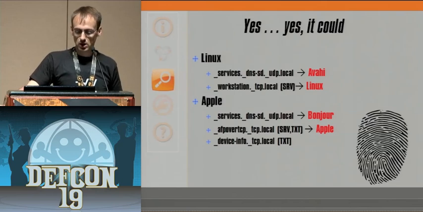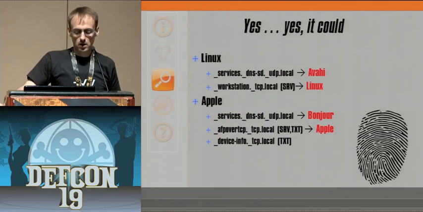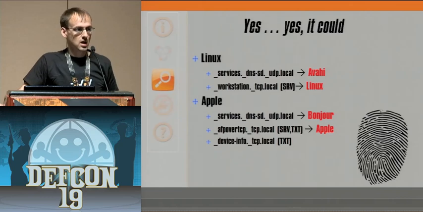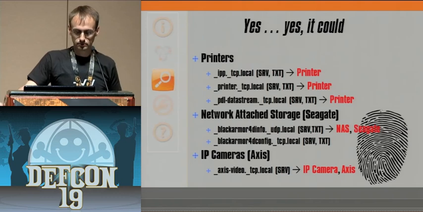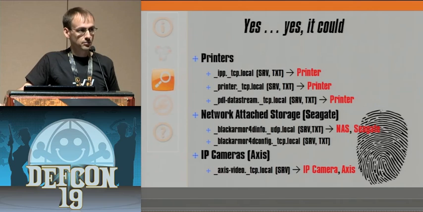If you have services DNS-SD UDP local, and you have workstation TCP local, and in particular the service record, then you're pretty much dealing with a Linux box. If you have the services DNS-SD UDP local, AFP over TCP TCP local, and that's the service and text record, on that host, as well as device info TCP local text record, then guess what? You probably have an Apple host. Printers. Printers will have IPP, printer, and one of the three. And I find in particular that those HP JetDirect cards have all three.